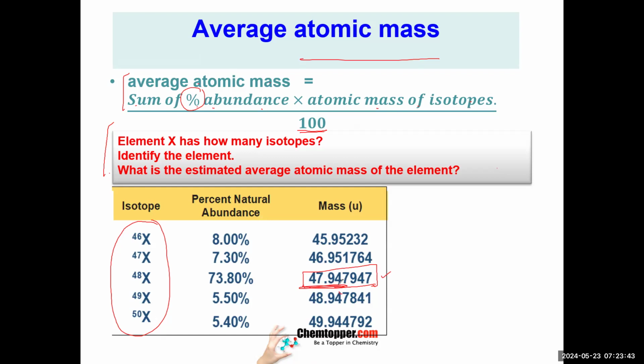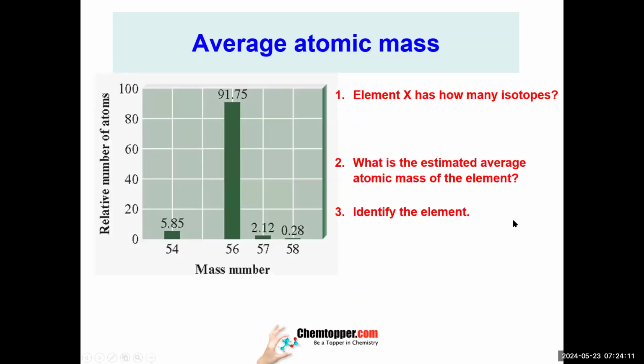So you introduce an unknown element into the mass spectrometer. It will undergo all that process of ionizing, then acceleration, then deflection, and then detection. The screen is going to give you the complete information in the form of a graph. And from there, you can calculate the average atomic mass and you can identify your element. Let's do more questions.